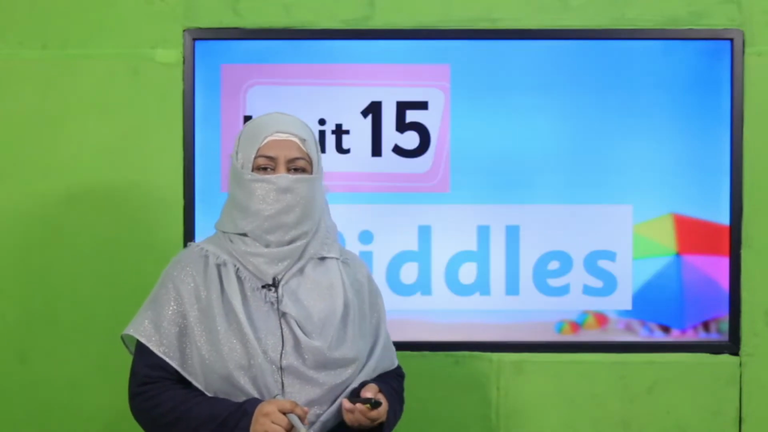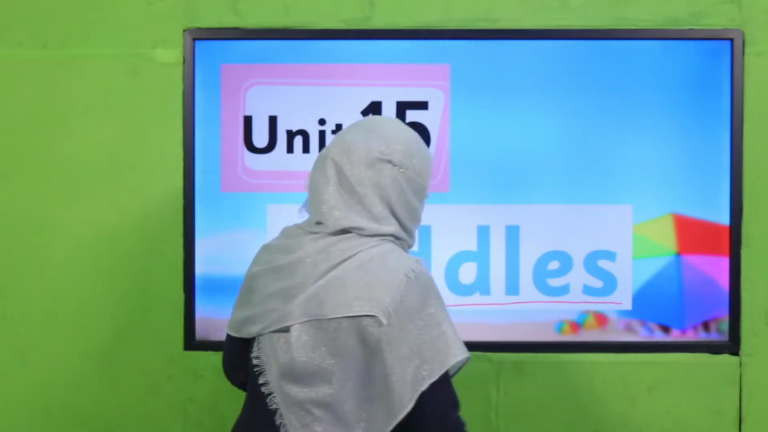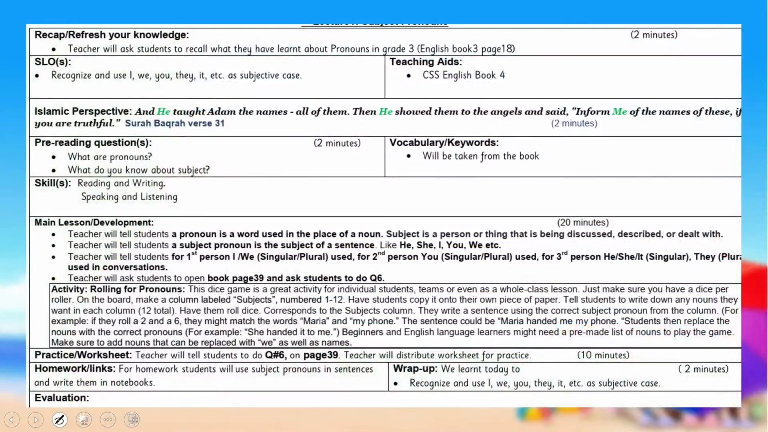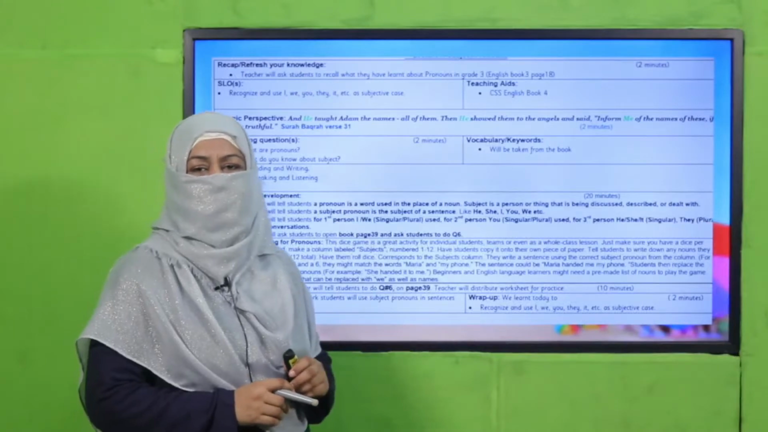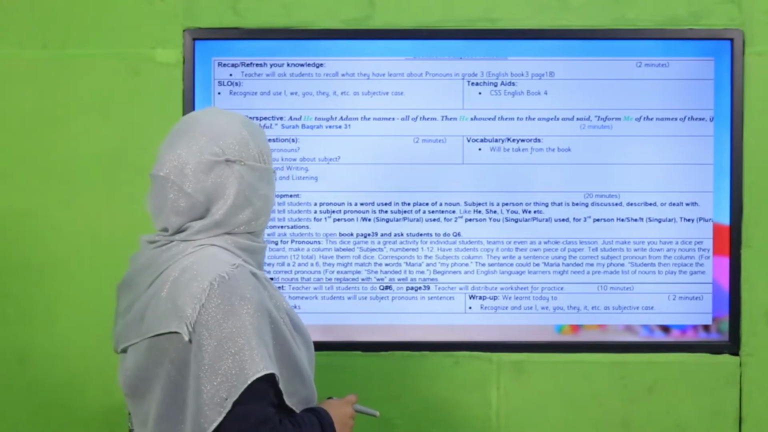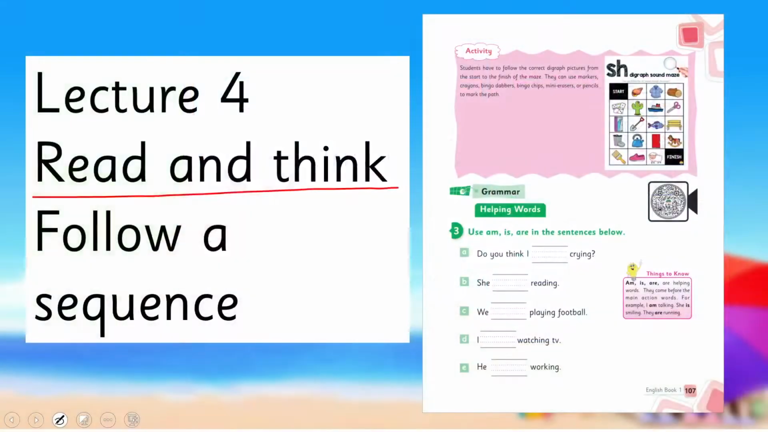And we are learning Unit 15. Its title is Riddles. My dear fellow teachers, this lesson plan, PowerPoint presentation and worksheet links are given. You may click it, download it, follow it as it is or modify it for your convenience. I am going to deliver my lecture according to this lesson plan. And today, under the title of Read and Think, we are going to learn how to follow a sequence.